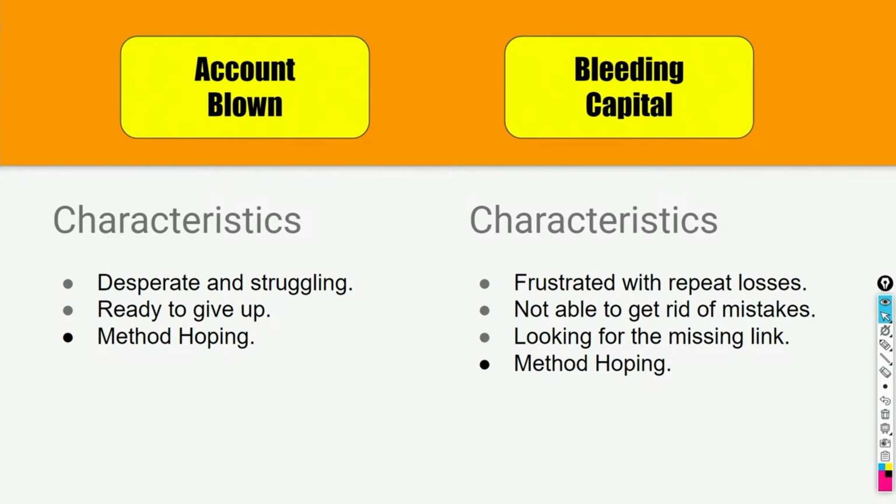What we are going to do now is look at the characteristics of traders who either have blown their accounts or are bleeding capital. Some of you might be bleeding capital. Jay Kishan is saying that he's an absolute beginner and he's bleeding capital, right? So why? Because he, or any of you, may not be able to understand where exactly you are. Once you understand where exactly you are and what you need to do, things will start changing.